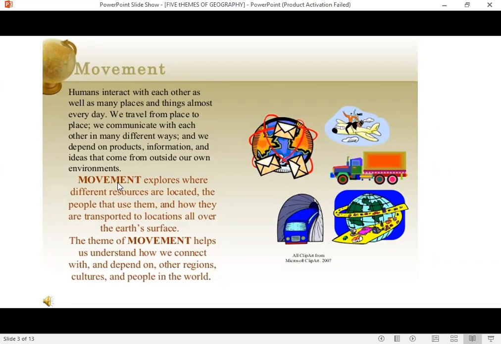So the definition of movement is the exploration of different resources and where they are located, the people that use them, and how they are transported to locations all over the Earth's surface. Can you please read again this paragraph and try to redefine movement in an easier term? Grade 12. Yes. Can you please redefine movement? I'm waiting for your answers. Read the first paragraph in red and tell me, what do I mean by movement in an easier way than this definition?